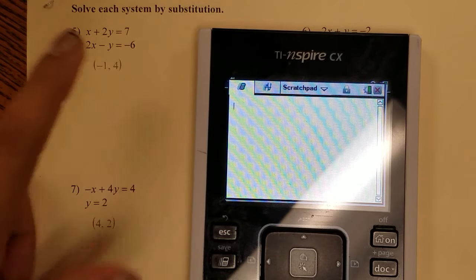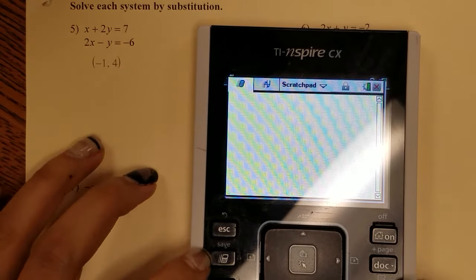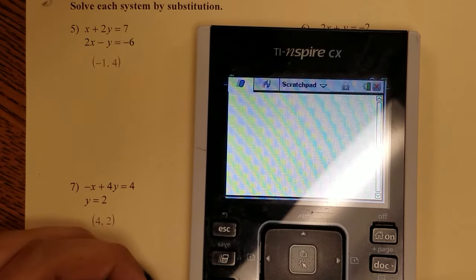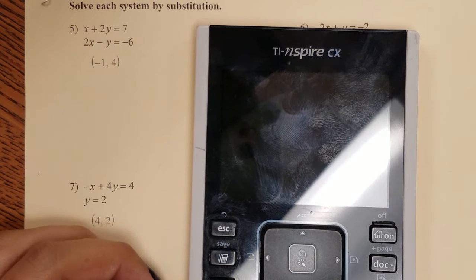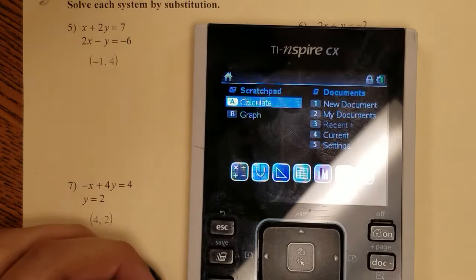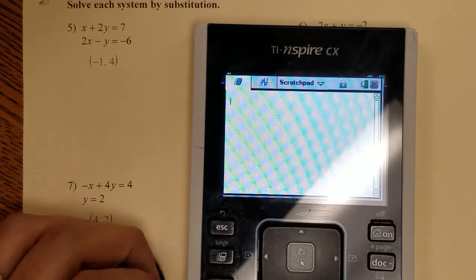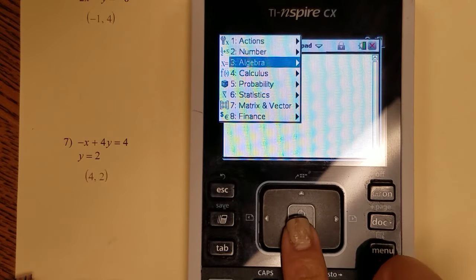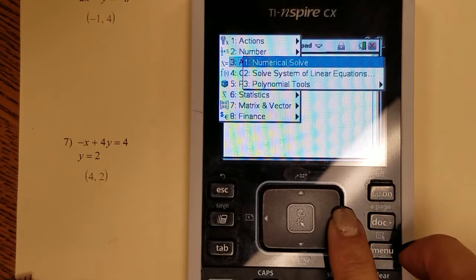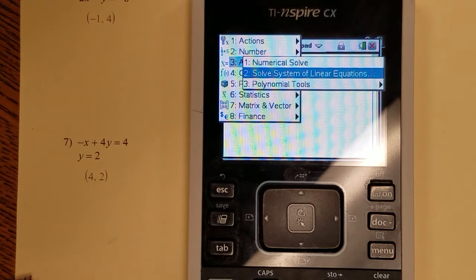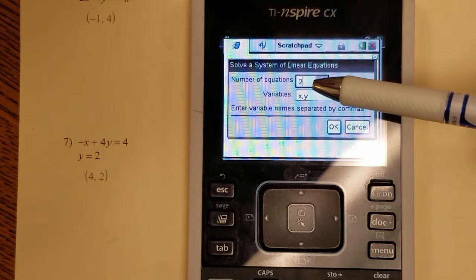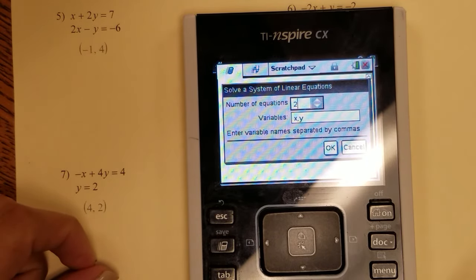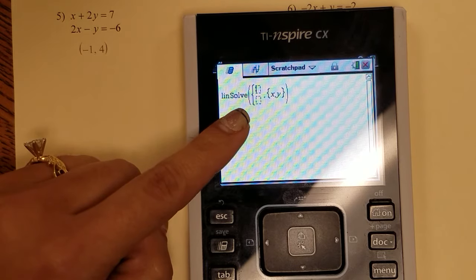If you have the system here, you don't need to do anything else. Just turn on your calculator. You can go to calculate, or you can just go to your scratch pad, it doesn't matter. Then you go to menu, then algebra, and solve system of linear equations. Click enter. It's going to ask how many equations you have. I have 2 equations, so type 2, click enter and it'll automatically set it up for you.